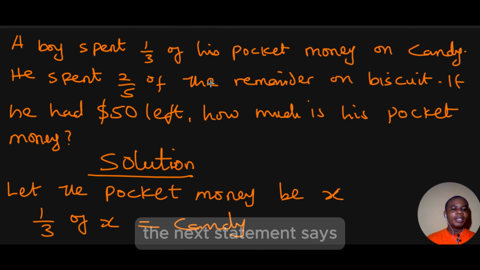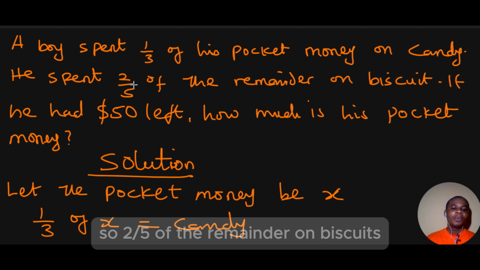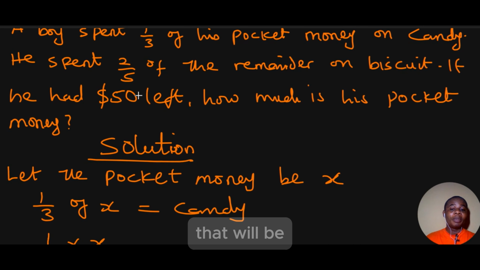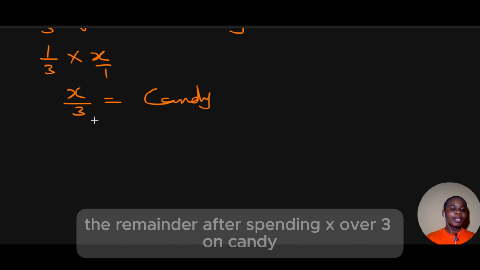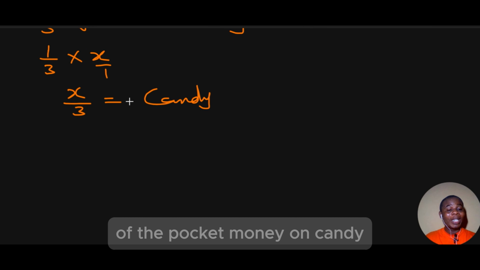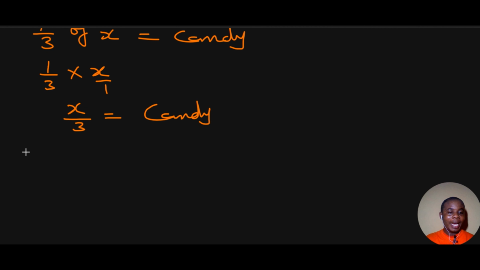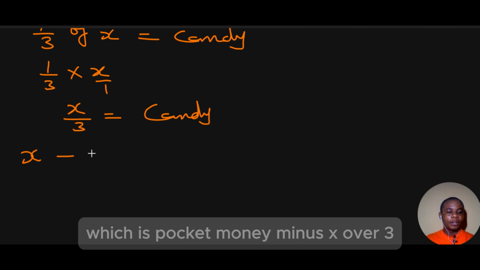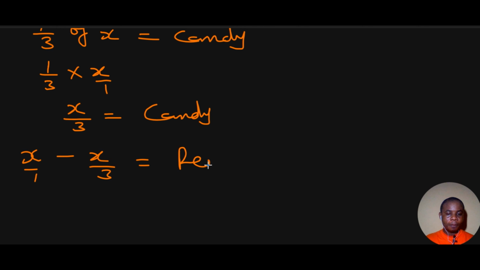The next statement says he spent two-fifths of the remainder on biscuits. So two-fifths of the remainder on biscuits, that means we need to get the remainder first. The remainder after spending X over 3 on candy, that's 1/3 of the pocket money on candy. So what will be the remainder? The remainder will be X, which is pocket money, minus X over 3. X is over 1, so you need to get the fraction then.